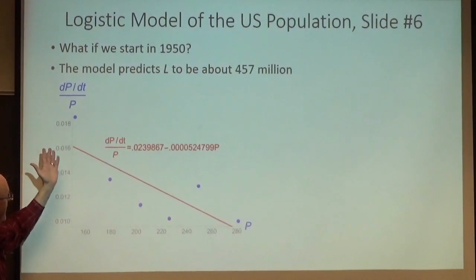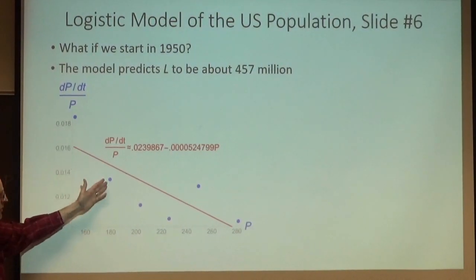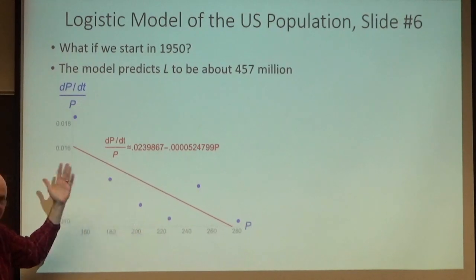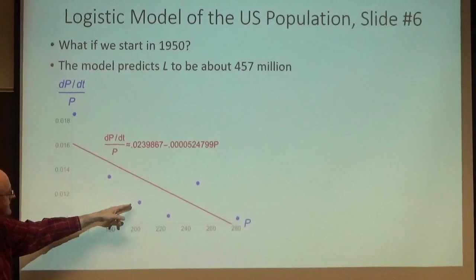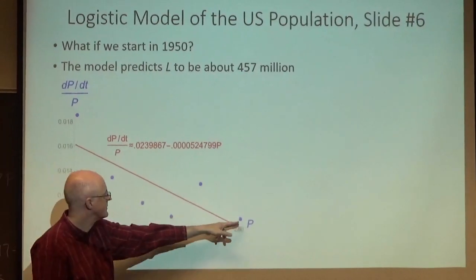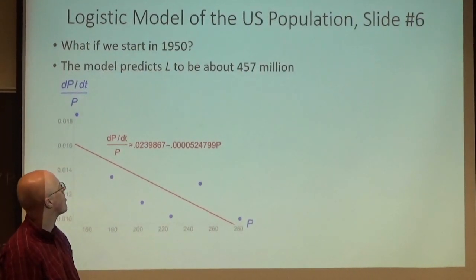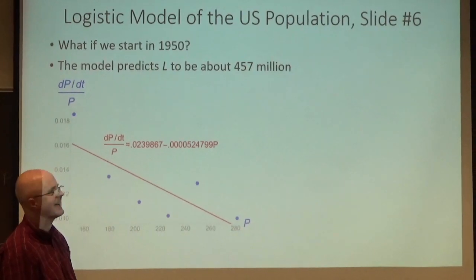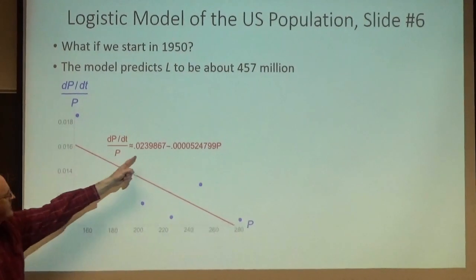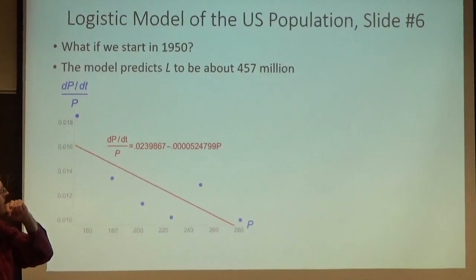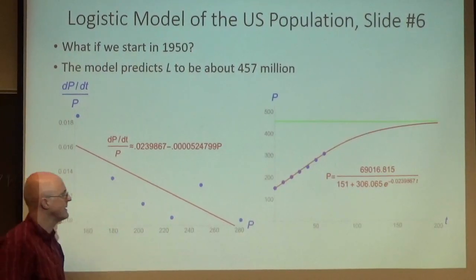You don't see time in here, though. These do come in the order of the years because the population is growing over time. This is 1950, this is 1960, this is 1970, 80, 90, 2000. Yeah, and I had to stop at the year 2000. So I got a different equation there. And this does do a better job in more recent years.